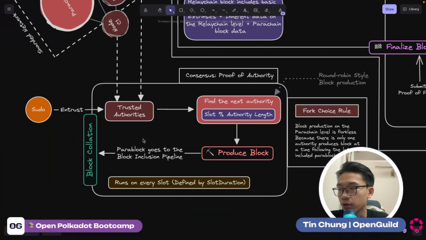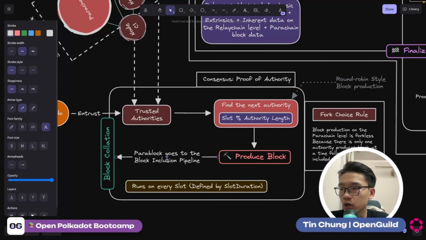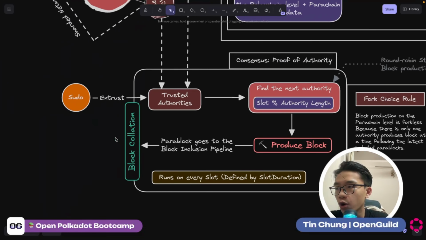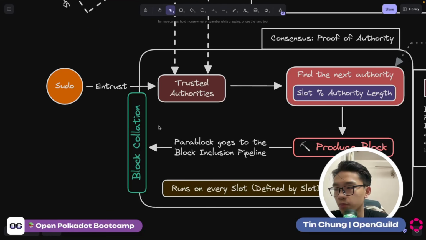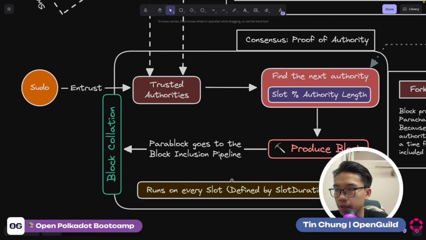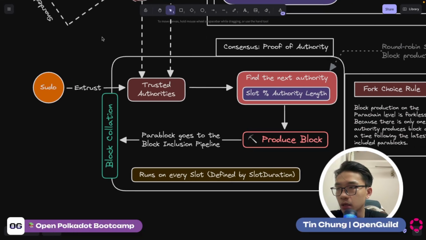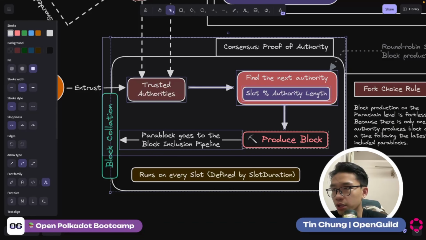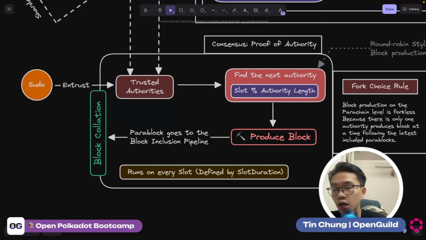When it produces a new block, this para block goes to the block inclusion pipeline. The para block is a block produced by a Parachain. We're going to learn about the block inclusion pipeline later. And as you can see, this is Aura, a round robin style block production mechanism. Aura is also used in sovereign blockchains, which are not connected to the Polkadot network, don't connect to the relay chain, or solo chains.